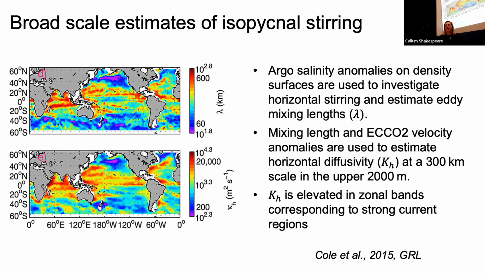All right, so now I'm going to flip over to stirring. And so again, there are broad scale estimates of isopycnal stirring. This example is from Sylvia Cole, who used Argo salinity anomalies on density and brought in Echo 2 for the velocity measurements that she needed. And she used a mixing length approach and found this bottom map is the distribution of horizontal diffusivity, highlighting real zonal bands of strong diffusivity.